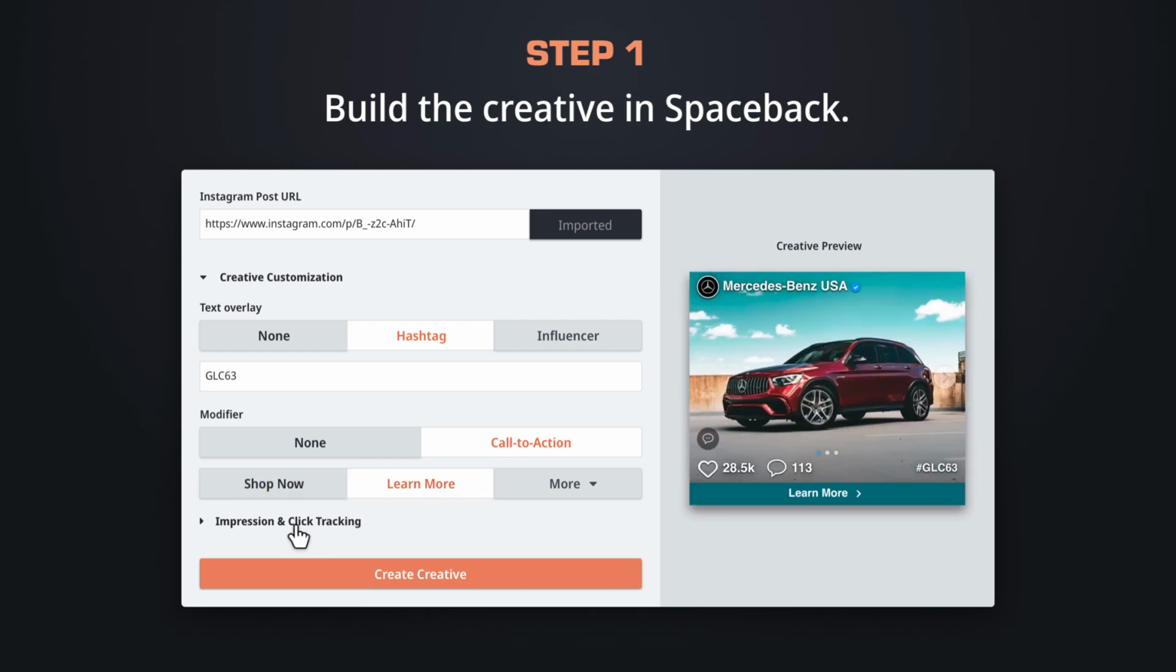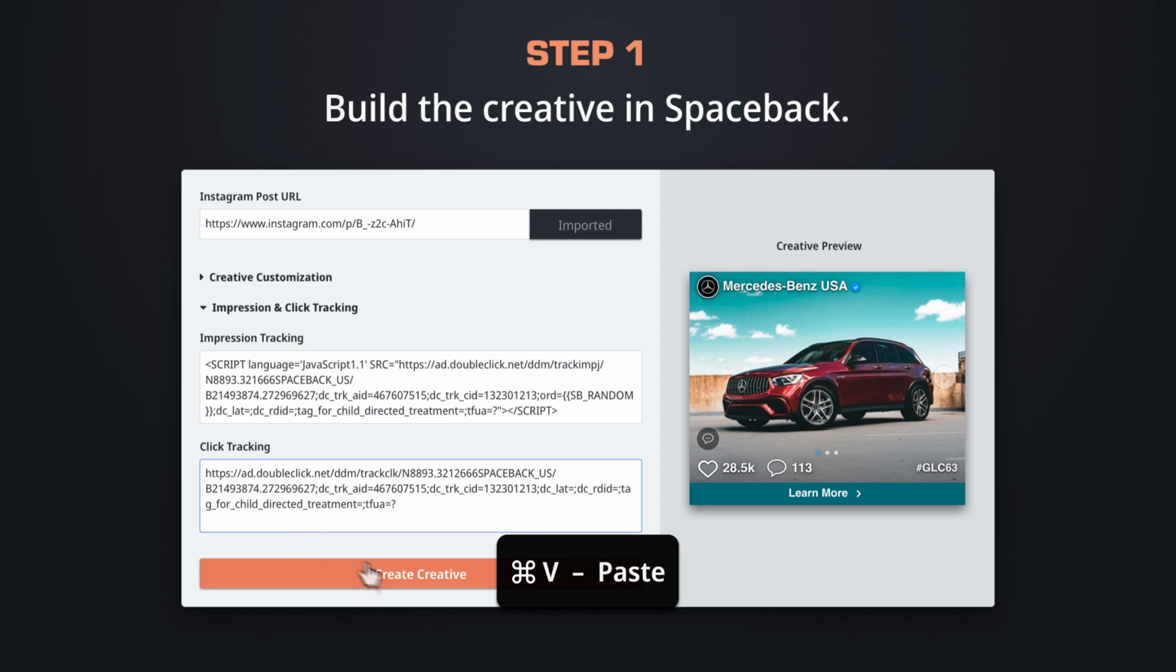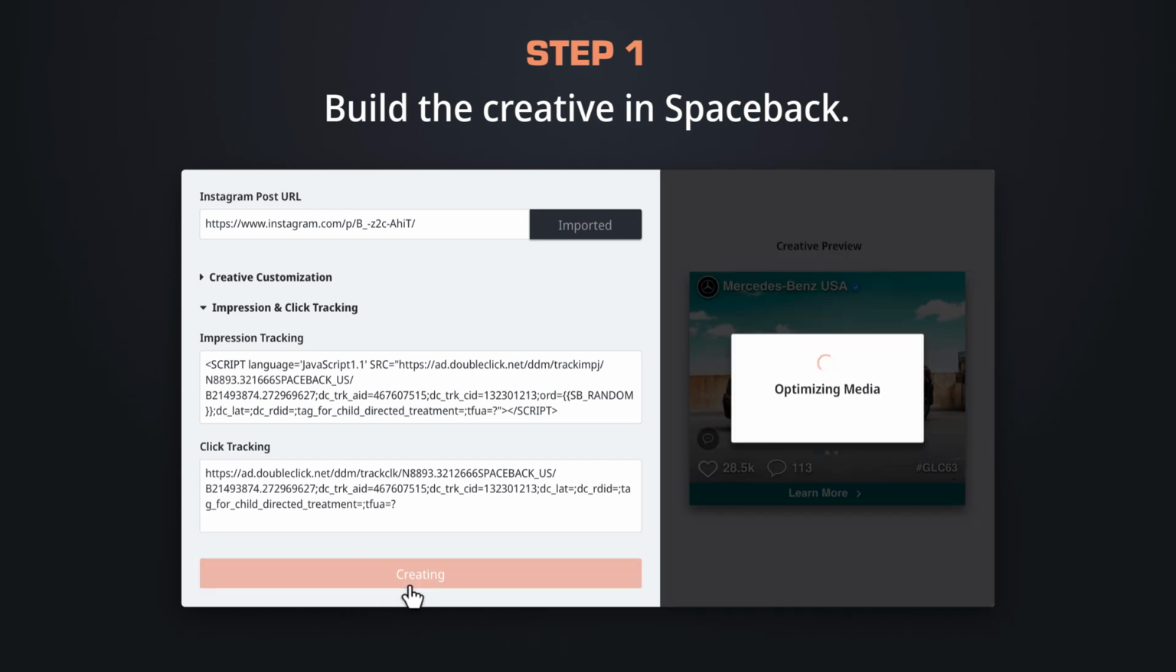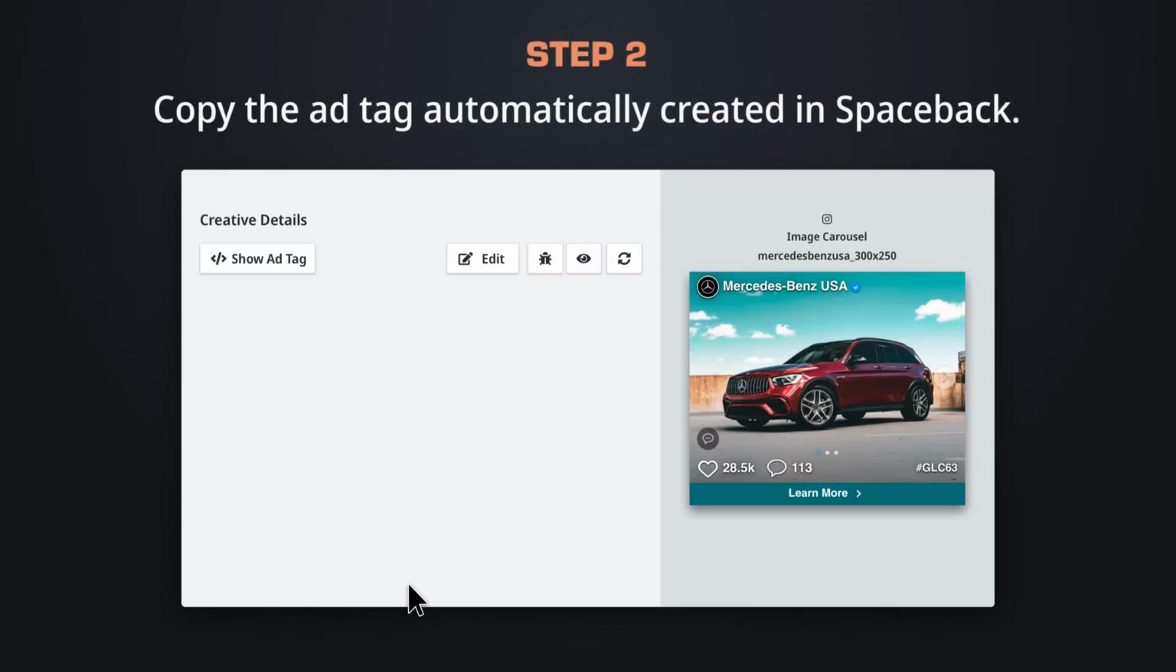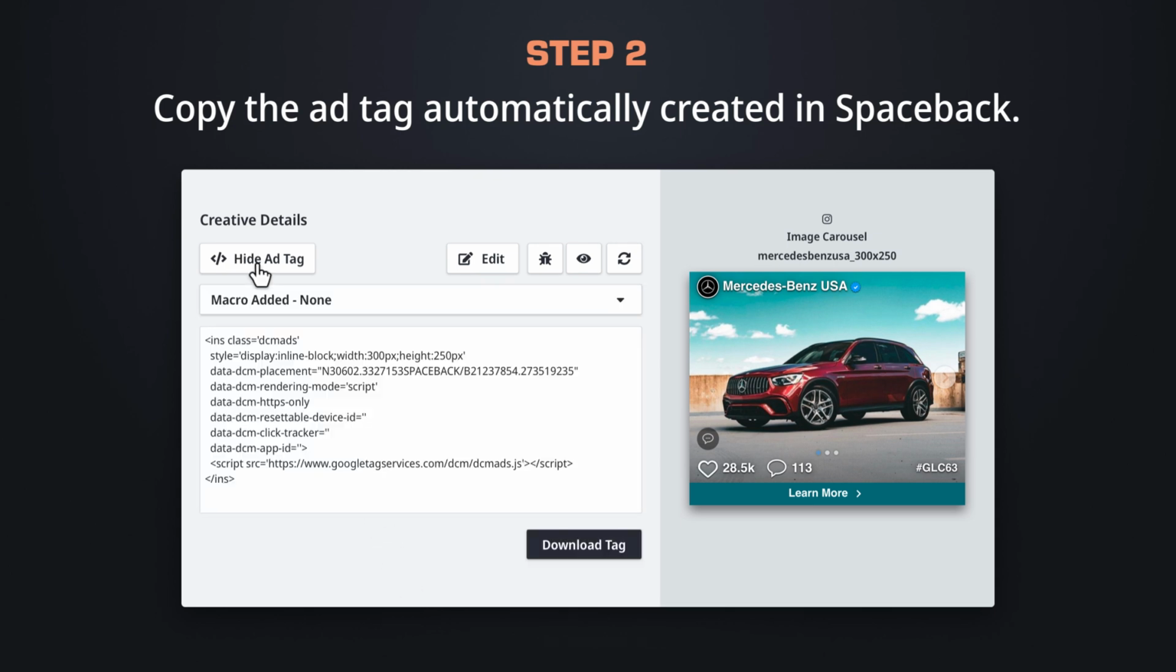Adjust any creative customization settings. And add any third-party tracking pixels so that you can track performance the exact same way you do with any other creative. Step 2. Copy the ad tag automatically generated by Spaceback.